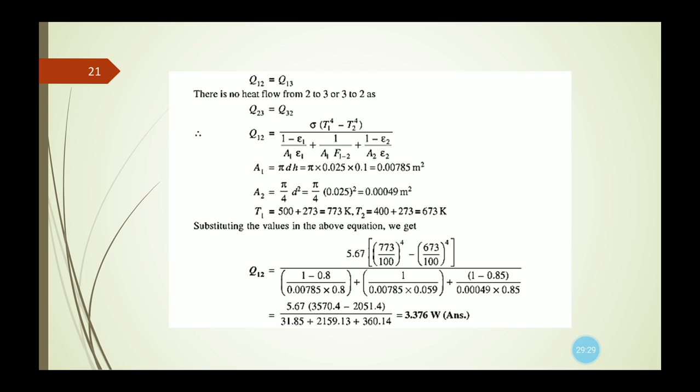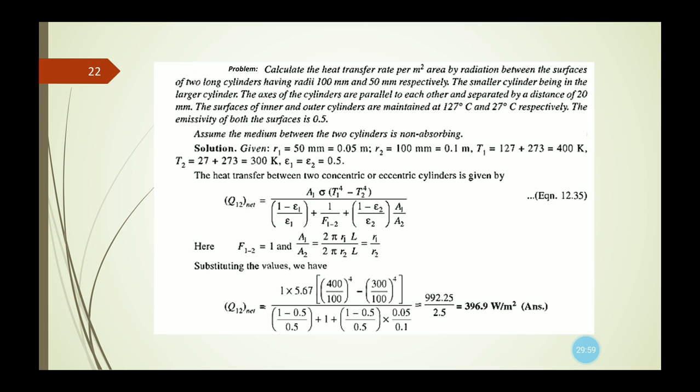So in this way we need to solve the numericals based on the radiation concept. We started with the concept of the shape factor, we used the reciprocity relation, then we used the formula for the shape factor algebra. After that, we used the net heat flow, or net radiant heat exchange, equation for this specific shape.